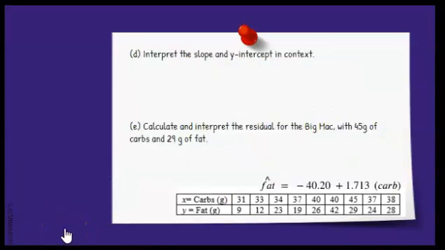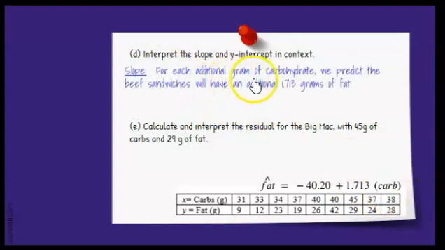Part D, we're going to interpret the slope and the y-intercept in context. So here's our equation down here at the bottom. The slope is the 1.713, right? So we're saying for each additional, and what's my explanatory? Carb. So for each additional gram of carbohydrate, we predict the beef sandwiches will have an additional 1.713 grams of fat. Okay, additional takes into account that it's positive. Notice the context and the units in there.